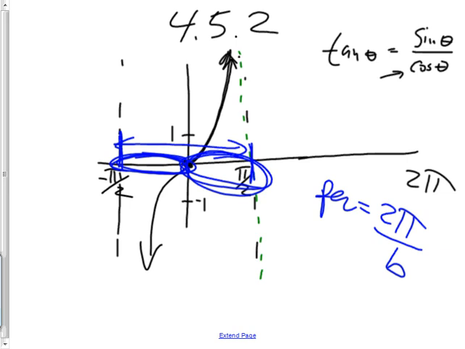Change it to what? For tangent, what do you change it to? Pi over b. The new formula for tangent, the equation for the period, is pi over b. All right, so what does that mean?